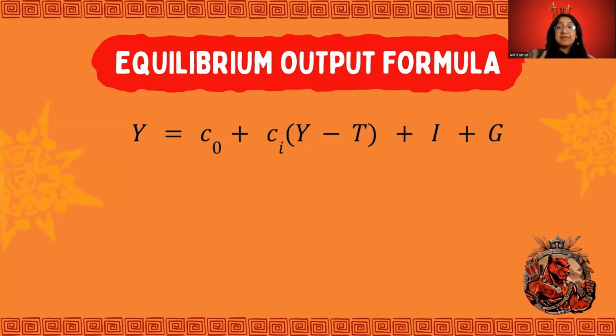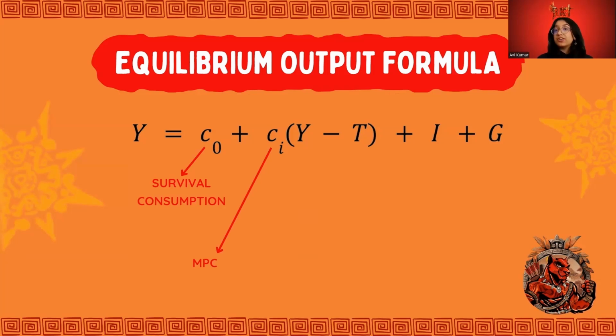Now, this formula may seem long, but trust me, it's very simple. And this is the formula that you're going to have to use in your problem sets. So over here, we have C0, which is survival consumption, or as we already saw, autonomous consumption. So remember that autonomous consumption is the same thing as survival consumption. It's another word for it.